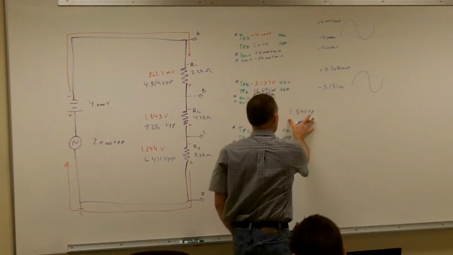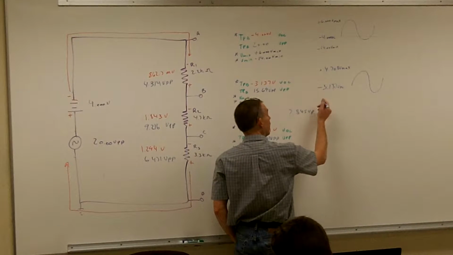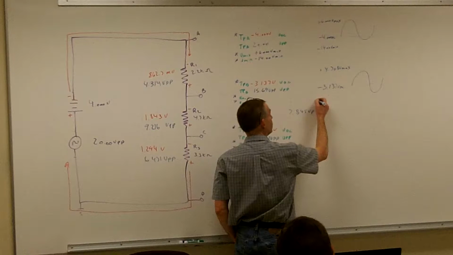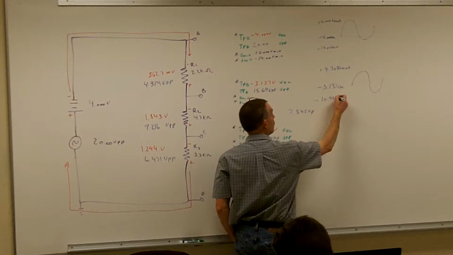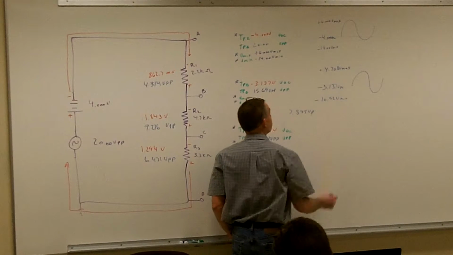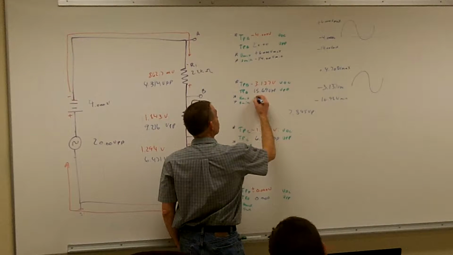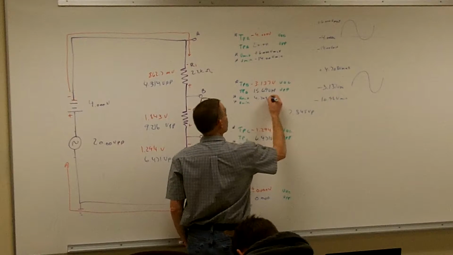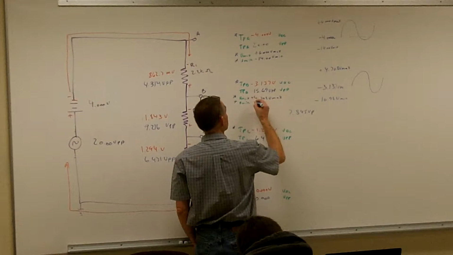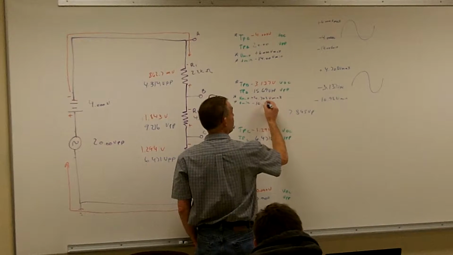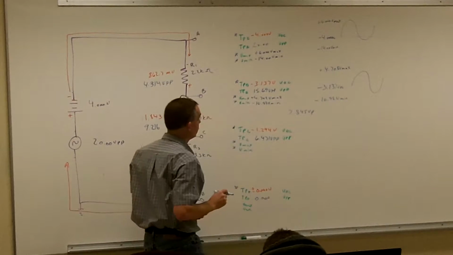Now I'm going to take the same number and subtract it from my negative 3.137 volts, and what do I get for my V min then? Negative 10.98 volts. That's my V min. Okay? So my V max is going to be 4.708 V max. That's positive, and then I'm going to go down to a negative 10.98 volts, V min. Okay?